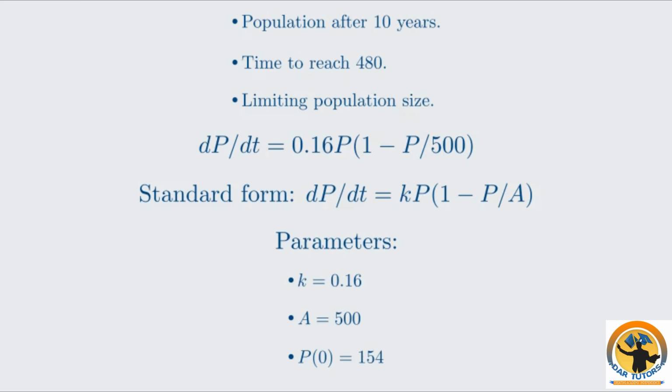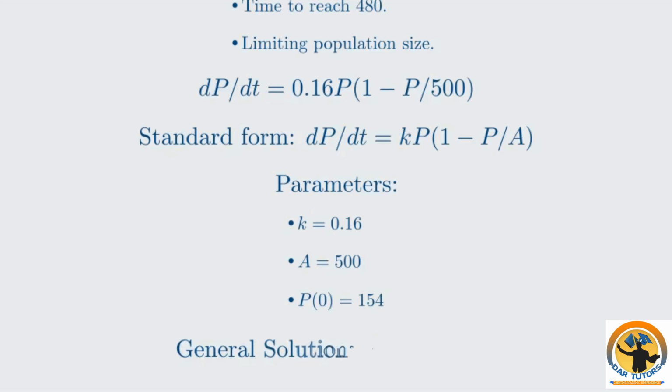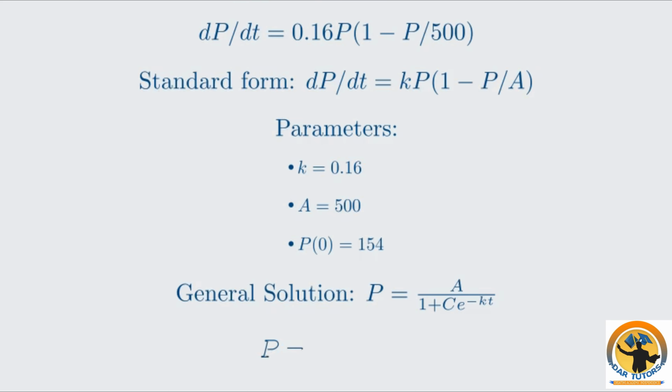Now we can use the general solution formula. The general solution is P equals A divided by (1 plus C times e to the power of negative Kt). Substituting our values for A and K, we get P equals 500 divided by (1 plus C times e to the power of negative 0.16t). Next, we use the initial condition to find the constant C.